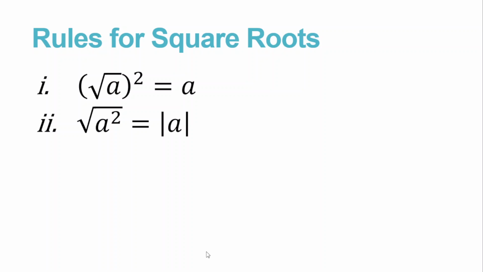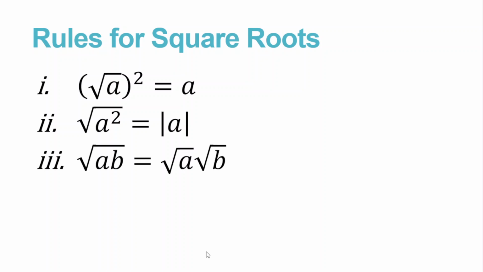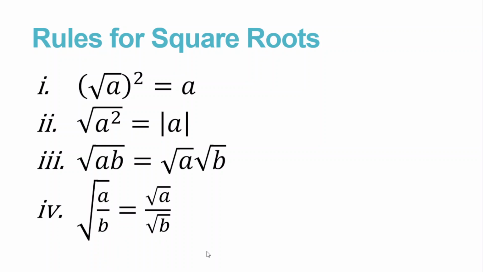And the third rule is this, we have the square root of ab, so you can simply separate the different factors. And the fourth one is if we have the square root of a fraction, we can separate the numerator and the denominator with its square root. So that's just the basic rules we need to remember. All right, so next topic.